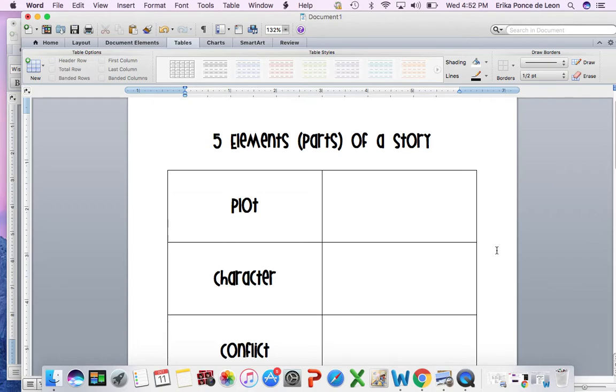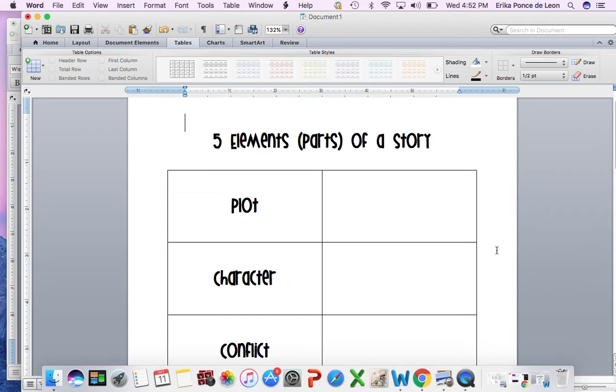Here's the deal, guys. We're about to start learning about fiction. And fiction is when the author, the person who wrote the story, is making up the story. It's kind of like Wonder. Wonder is not a true story. Augie is not a real person. His life did not exist. The author made it up.